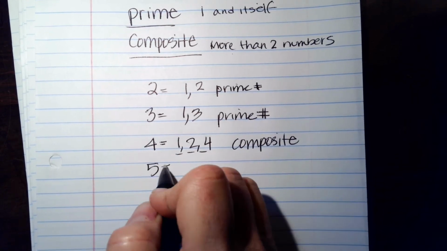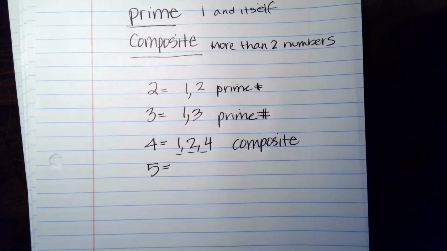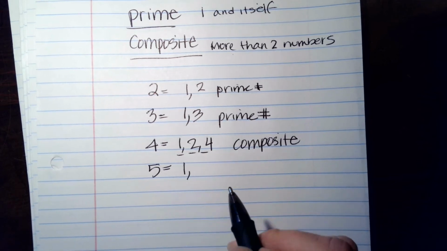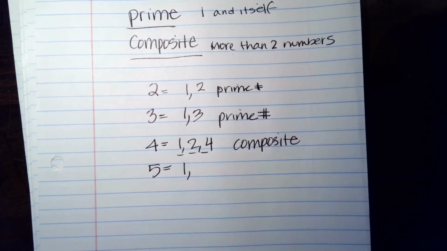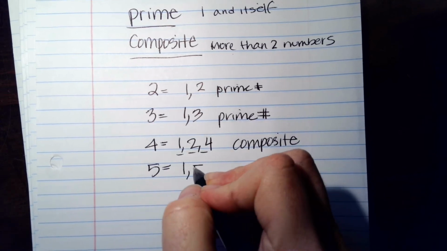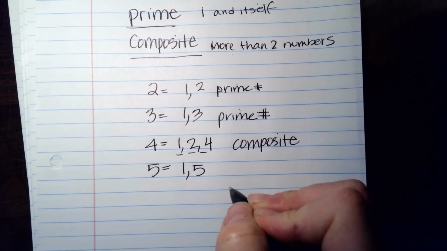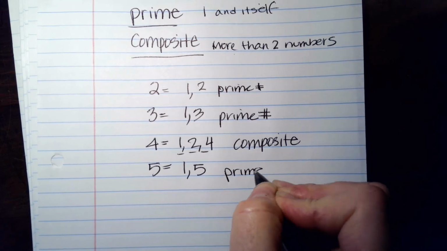Let's check the number 5. Does 1 go into it? Yes. Does 2 go into it? No. Does 3 go into it? Nope. Does 4 go into it? Nope. Does 5 go into it? Yes. So 5 is a prime number.